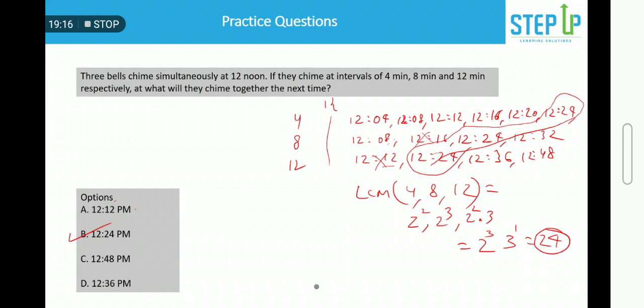Classes 12 to 24, we have the YouTube videos. I hope you are going through the videos. I hope you are attempting the sheet questions.